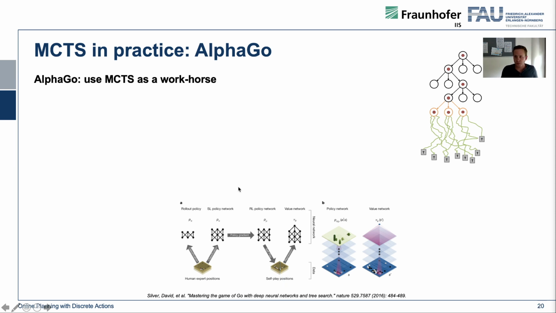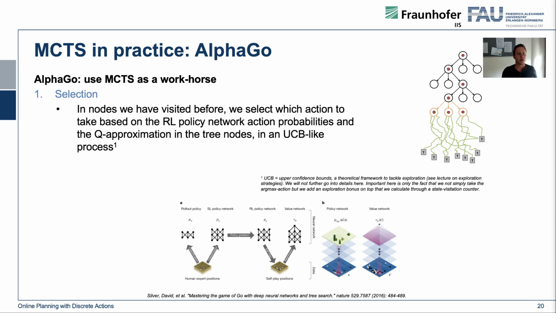Okay, and then we do the MCTS part. As in the beginning, we have the selection. In nodes that we have been visited before, we select which action to take based on the RL policy network's action probabilities, and we approximate the Q values in the tree using an upper confidence bound bandits-like process.